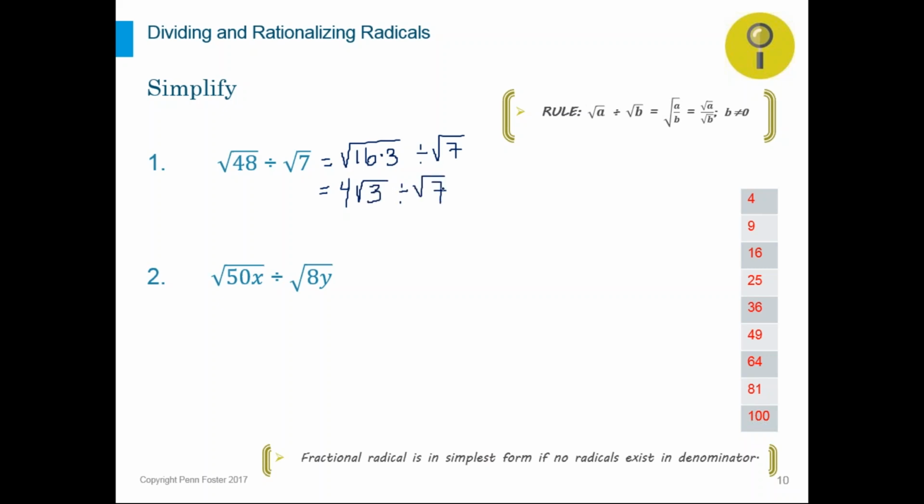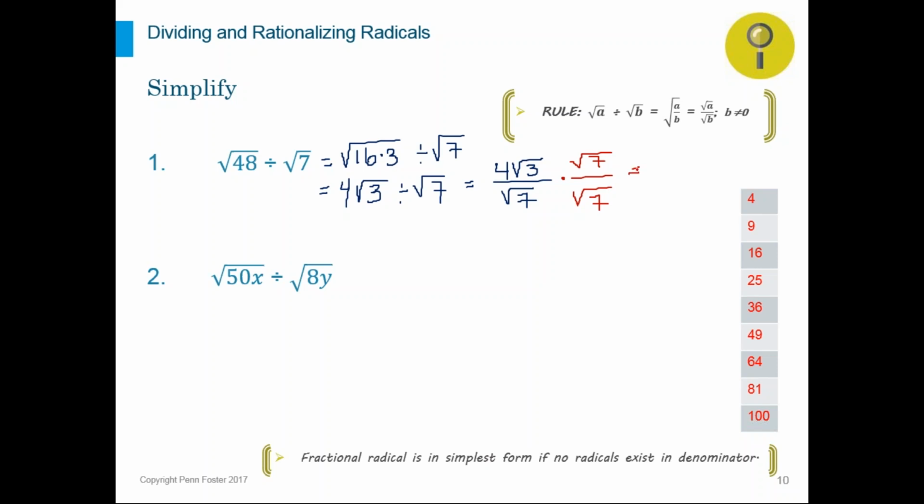Nothing to simplify further, then write them in fraction form: 4 square root of 3 divided by the square root of 7. Now the square root of 7 in our denominator, we do not like that. We cannot keep it like this. So rationalize the denominator, multiply times the square root of 7 over the square root of 7.